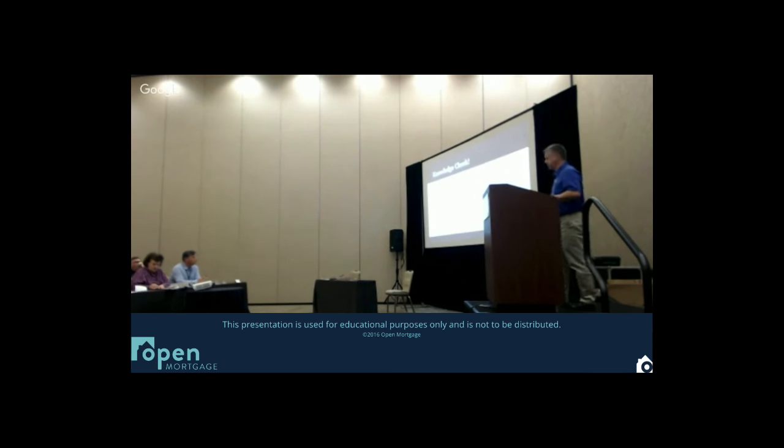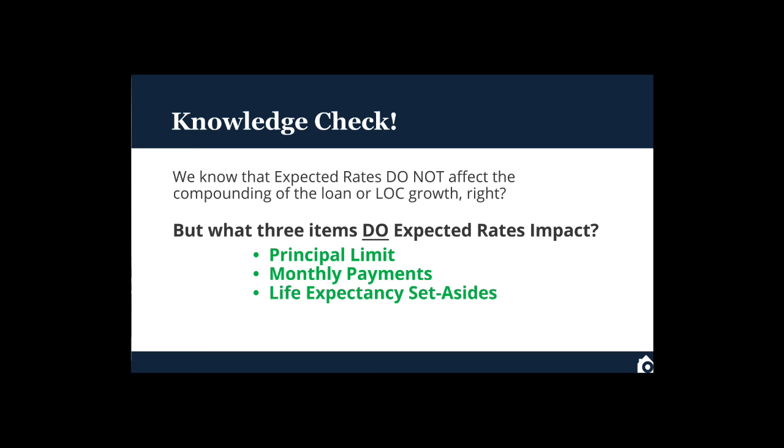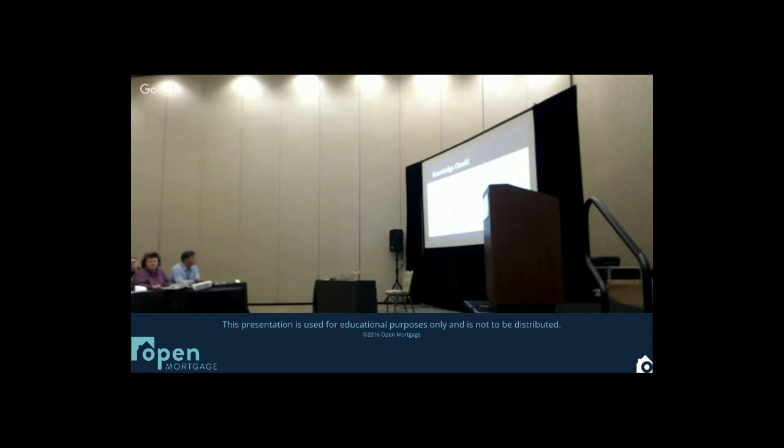Oh, we got a knowledge check. Now, we know that expected rates do not affect the compounding of the loan, right? They also don't affect the line of credit growth, right? So tell me, can somebody tell me what 3 items expected rates impact? You've got to say all 3. And what? Well, principal limit would be the same.